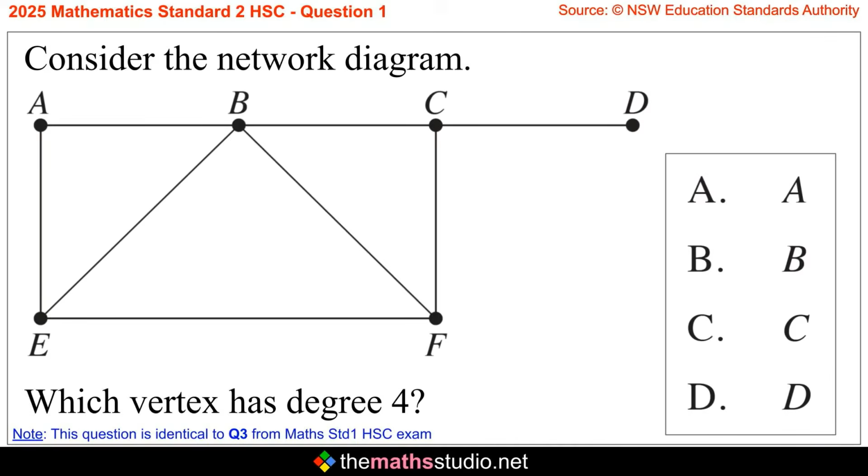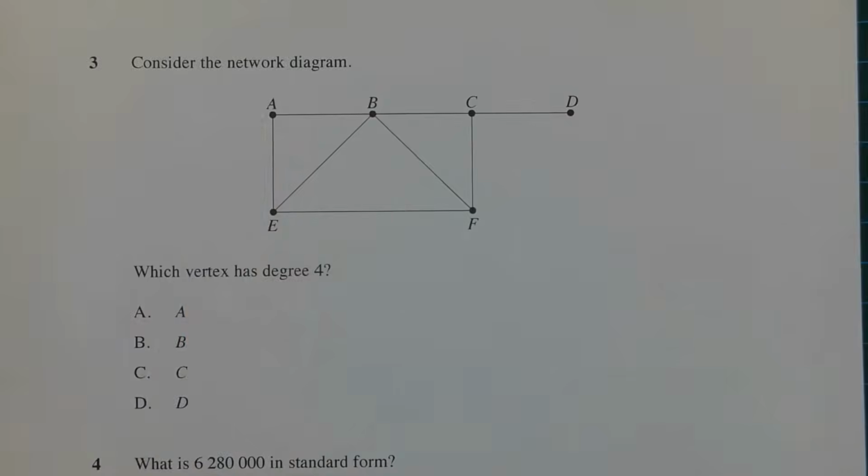Question 1. Consider the network diagram. Which vertex has degree 4? The points A to F are known as vertices or nodes, and degree represents the number of connections at each particular node. Now the question is, which vertex or node has degree 4? In other words, which of these points, A through to F, has 4 connections?